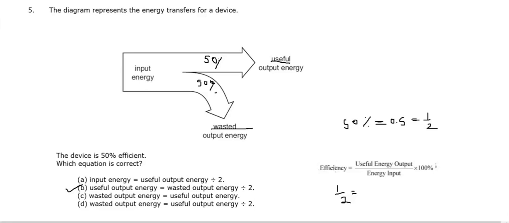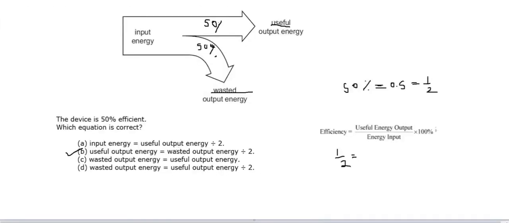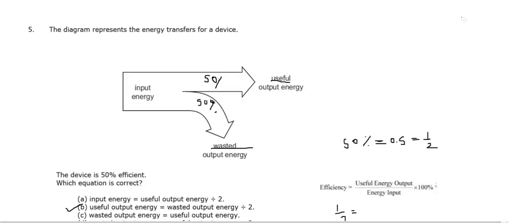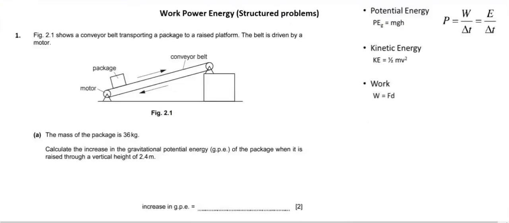So we are going to end our MCQs here, and now we will see the structure problems. So now we will see the first question in the structure problem. You can see here this figure 2.1 shows a conveyor belt transporting a package to the raised platform, and the belt is driven by the motor. So here you can see the package is kept over the belt, and this is a motor and it is continuously rotating, so that the package will go to this raised platform.